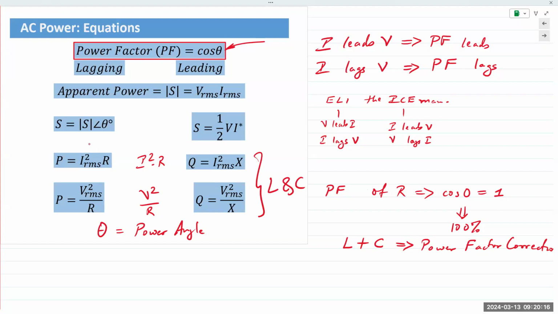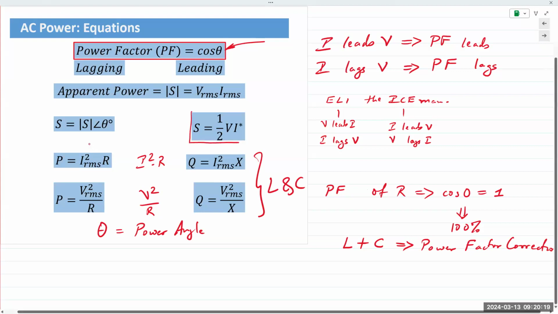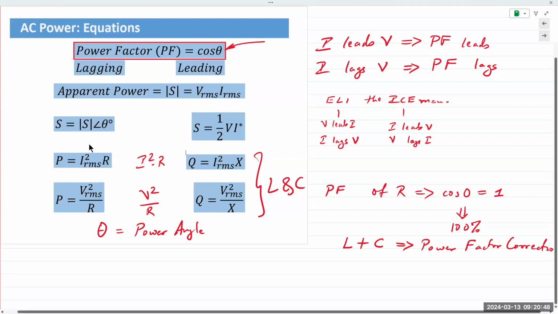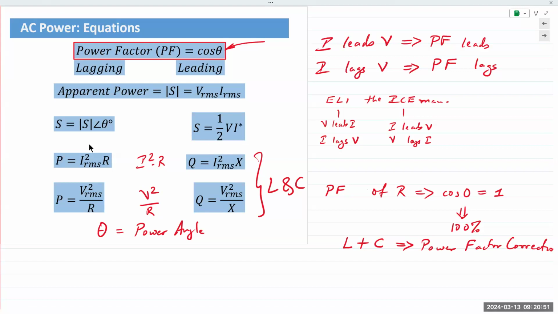Total complex power can also be given by this equation, which is half VI asterisk. That asterisk denotes the complex conjugate of the current I. And I will show that in the next example. So this total complex power mostly relates to the entire system, basically the source that is supplying the total complex power.